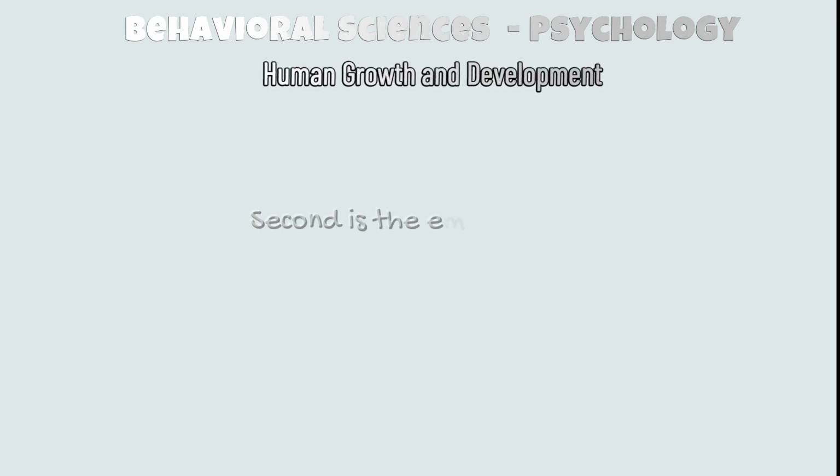Second is the embryonic period, from week 2 to week 8, which is a critical window when all the major organ systems begin to form. This is why exposure to harmful substances like alcohol, certain medications, or infections during this time can cause serious birth defects. Third is the fetal period, from week 9 to birth, when the organs grow, mature, and become functional. For midwives especially, this stage is crucial.